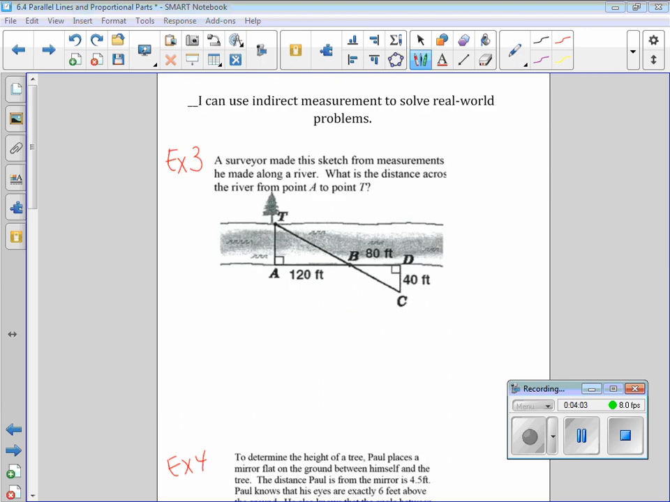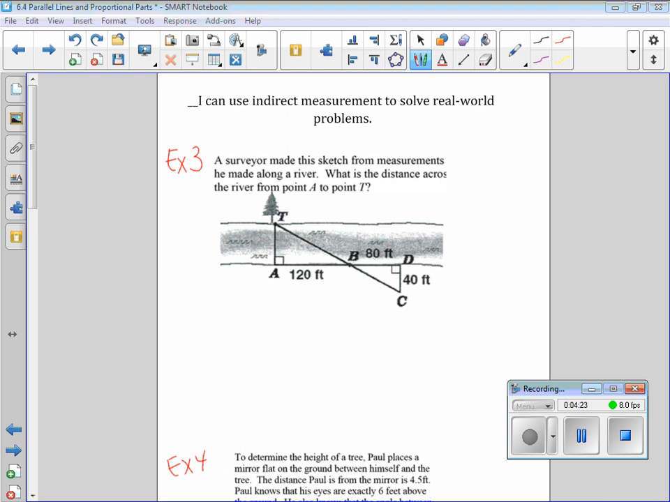So let's take a look at some real-world questions. This one's I can use indirect measurements to solve real-world problems. So basically, indirect measurements means these kind of problems. I'm not going to delve into the details of what indirect measurements is. I just need you to be able to look at a problem like this and see how you're going to write a proportion to solve for the unknown.